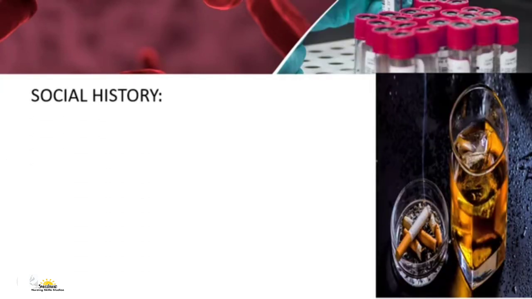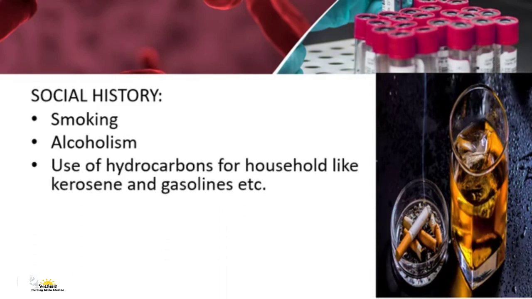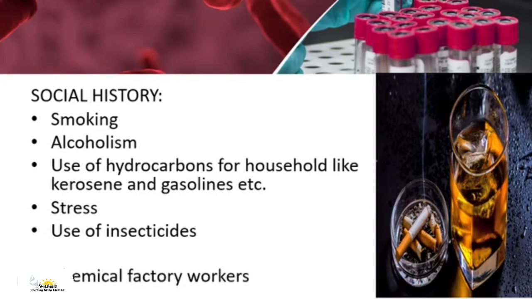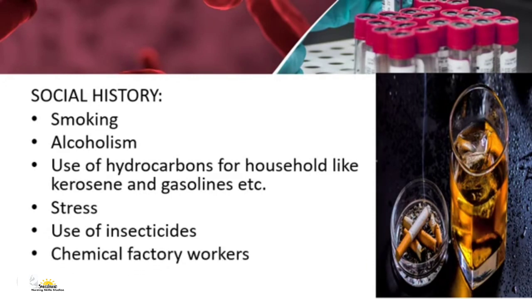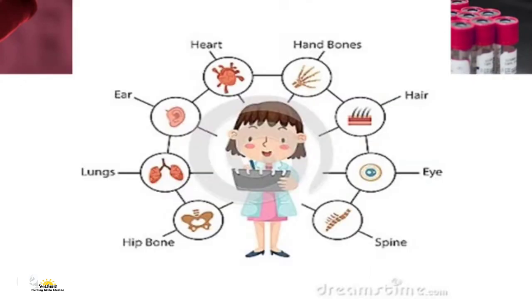Next, coming to the social history, we have to ask for the history of smoking and alcoholism, which directly affect the hematological system. Use of hydrocarbons for household things like kerosene and gasoline, which release hydrocarbons that are more harmful, causing destruction of hemoglobin in the blood. Stress, use of insecticides, and chemical factory workers. If these are in the history, they are at risk of getting a decreased hemoglobin count in their body.